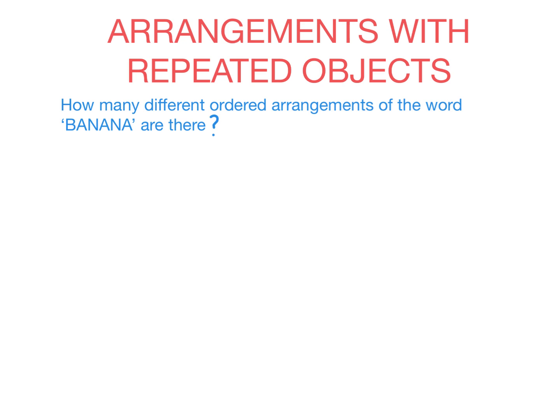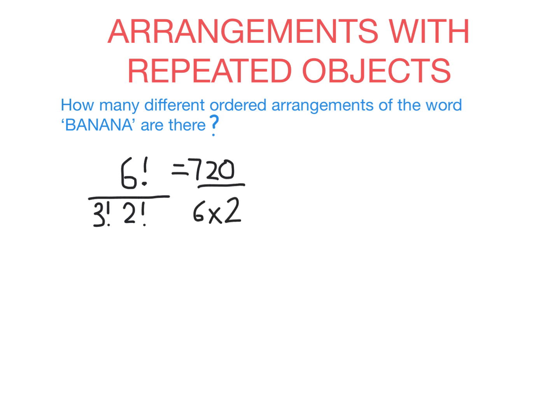Now, banana has 6 letters, so ordinarily the number of ways that we can arrange 6 objects in order is 6 factorial, which is 720. But here we have to account for the fact that there are repeated objects. So what we do is we divide by the numbers of those repeated objects. So there's 3 A's, so we divide by 3 factorial, and there are 2 N's, we divide by 2 factorial as well. So by dividing here, it stops us counting things like this.